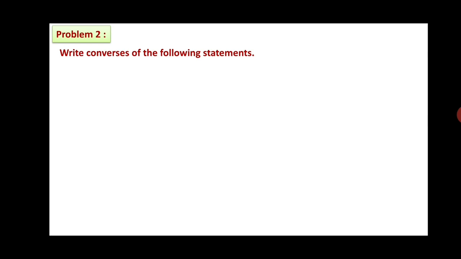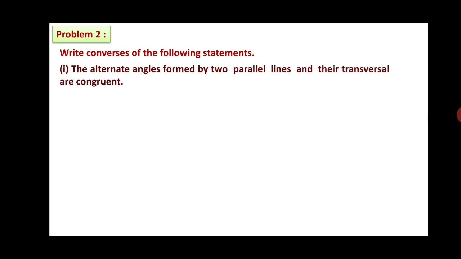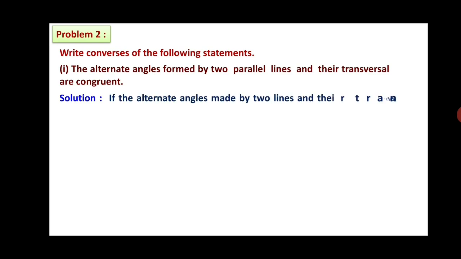Write converses of the following statements. Here we have to write the converse. The alternate angles formed by two parallel lines and their transversal are congruent. If the alternate angles made by two lines and the transversal are congruent, then the two lines are parallel. The converse means you have to start from last to first, in the reverse order, so that there is no change in the meaning of the given statement.